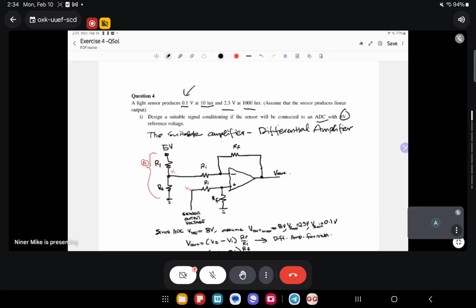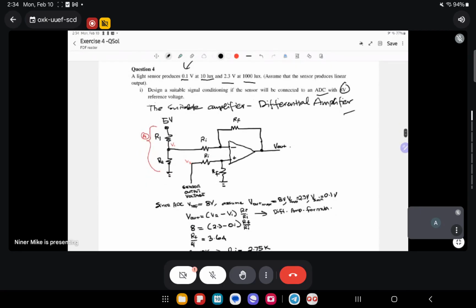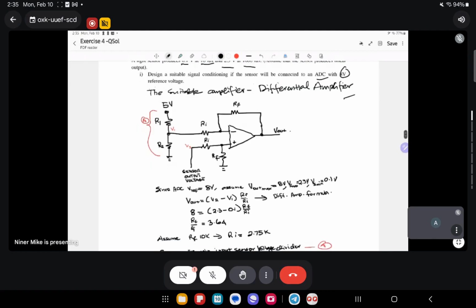The suitable amplifier, as we mentioned just now, is the differential amplifier, because we want to make full use of the ADC resolution. So we start at 0.1, we offset by 0.1, and then go straight to 2.3 volt. So all this conversion from 0.1 to 2.3 volt will use the ADC resolution.